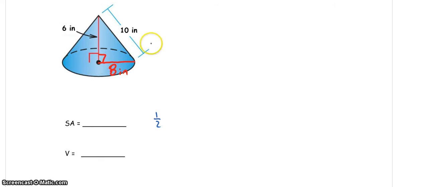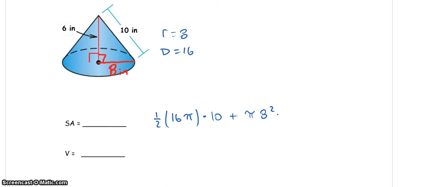So it's 1/2. If 8 is my radius, my diameter is 16. So my circumference is 16 pi, the perimeter, times my slant height, which is 10, plus the area of my base, which is pi r squared, with r being 8. So half of 16 is 8. 8 times 10 is 80 pi. And then plus pi r squared, which is 64 pi. 80 pi plus 64 pi is 144 pi inches squared.